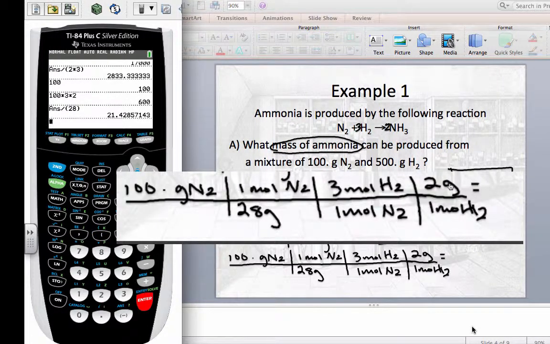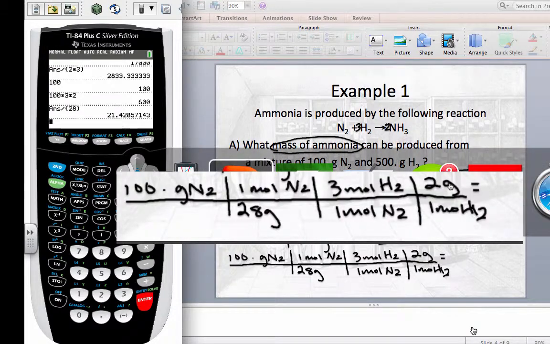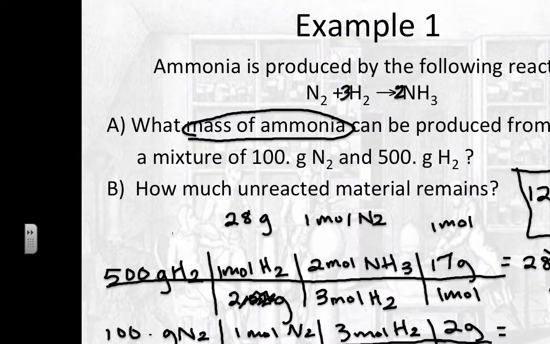Okay, so it looks like we're only using up 21.4285, whatever that is. So we used up 21.43 grams of hydrogen, and I started with 500 grams. So 500 minus 21 gives us how much? 479 grams of hydrogen remains. So we have way more hydrogen than we ever needed to use.